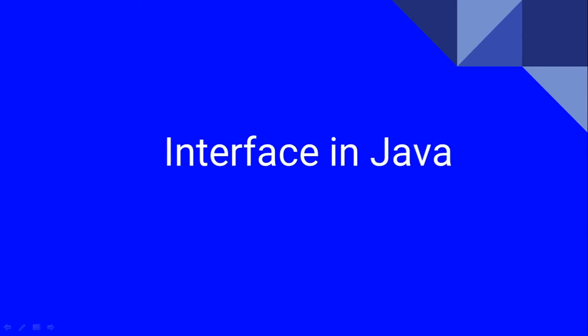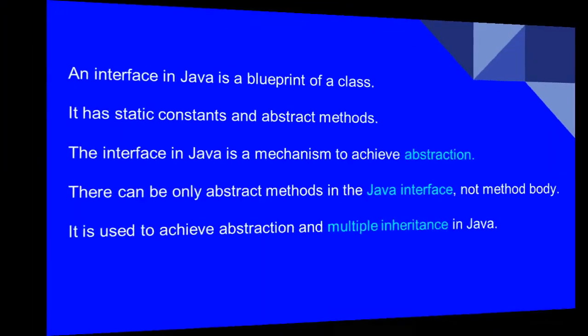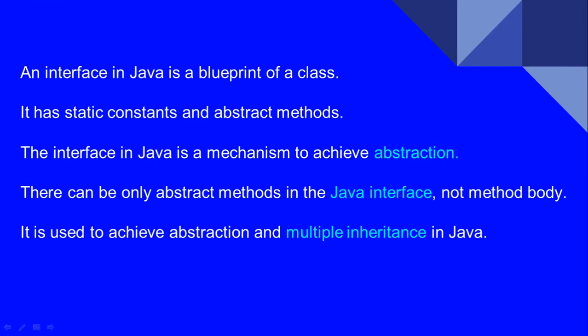Hello everyone, in this video we are going to see about interface in Java. So we know that Java does not allow multiple inheritance. In order to achieve multiple inheritance, we are using the concept of interface in Java. An interface in Java is a blueprint of a class.